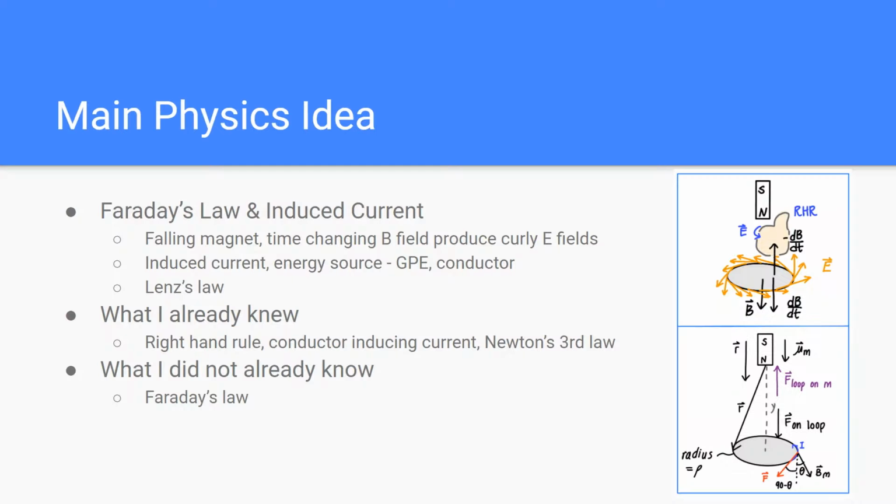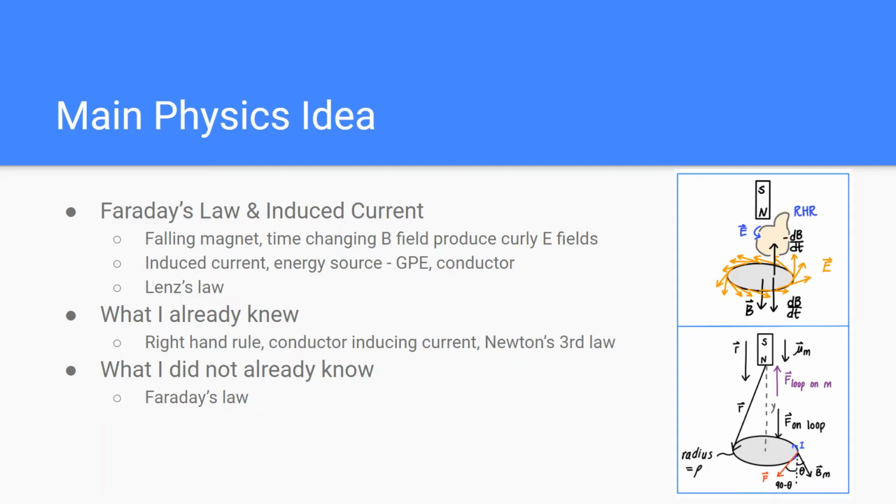Reading week 10. This week's main physics idea was Faraday's law and induced current. To look at Faraday's law, we looked at a falling magnet and calculated that the time-changing B field produces curly E fields, as you can see on the right. And we can apply the right-hand rule to figure out the direction of the curly E field.